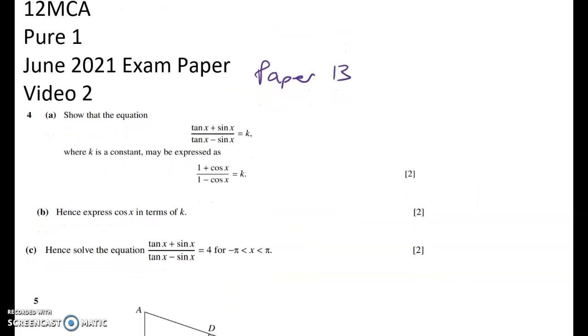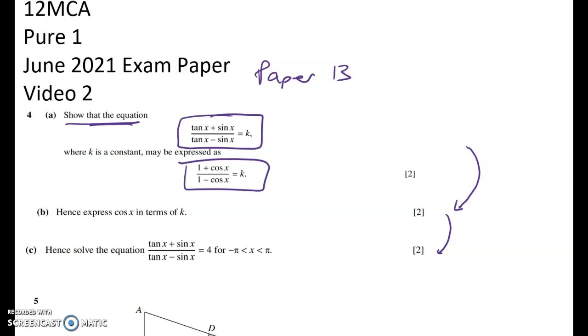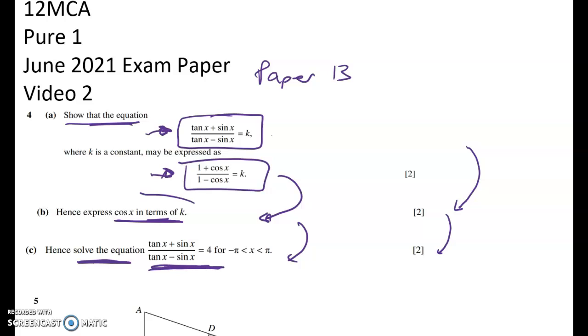Okay, so in this first one, we've got a question structure where the three parts are all linked up. In the first bit, we have to show that we can take this equation here and rewrite it like this. So in the first one, you can see we've got tan, and in this one, we haven't got any tans or sines, we've just got cosine. And that's your biggest clue for how to start that problem. Then you have to express cos of x in terms of k. So even if you miss this part, you can still do this one, and then you can still do this one, where we have to solve this equation, which looks horrible, but using the first two parts, it's actually a very simple little 2-mark question.